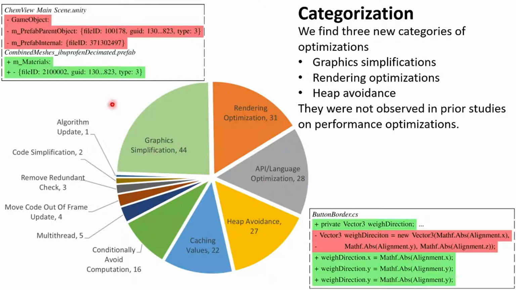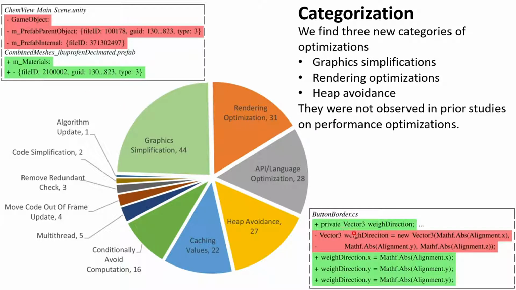Here we give 2 code samples about rendering optimization and heap avoidance. From the top left code sample, we can see that the developers removed 2 objects, and they combined these 2 to create a combined mesh, because the VR engine does not need to render them one by one, but can render them together.